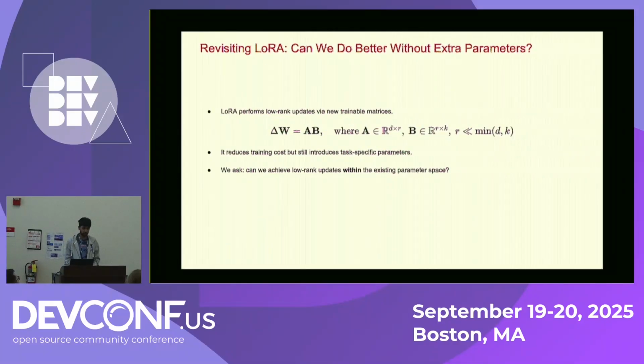So let's take a step back. What does LoRA exactly do? LoRA performs low rank updates. The delta W is the update to the weight parameters, and it's of the form A times B, where A is a matrix of size D cross R, and B is a matrix of size R cross K, where R is much, much smaller than D and K. So this is parameter efficient. It reduces training, but still introduces task-specific parameters. What do we want to do better than LoRA? We want to do these low-rank updates in the subspace that the model parameter is already in, without introducing new parameters.